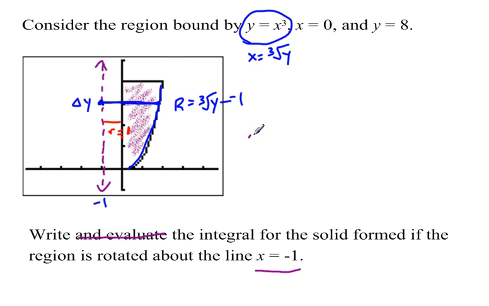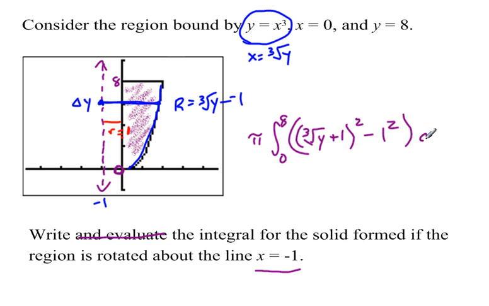So when we write our integral, pi, you should notice that as I draw these radii, they're stacked up. And so they're going to start all the way down here from 0 and go all the way up to 8. So 0 to 8, my big radius, cube root of y plus 1, squared, minus 1 squared, all of that times dy.